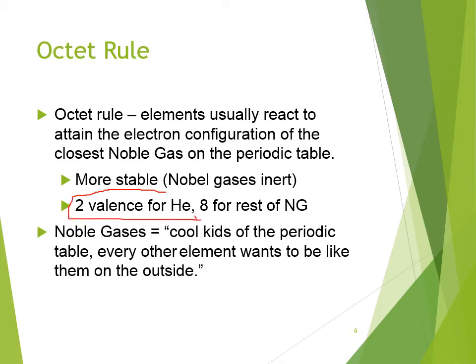So helium wants 2 valence electrons because that's all it can hold, because helium is in the 1s subshell, and we said s has a maximum of 2 electrons. However, the rest of the elements want 8, hence the term octet rule. Because if they have 8 electrons, they are in a noble gas state.